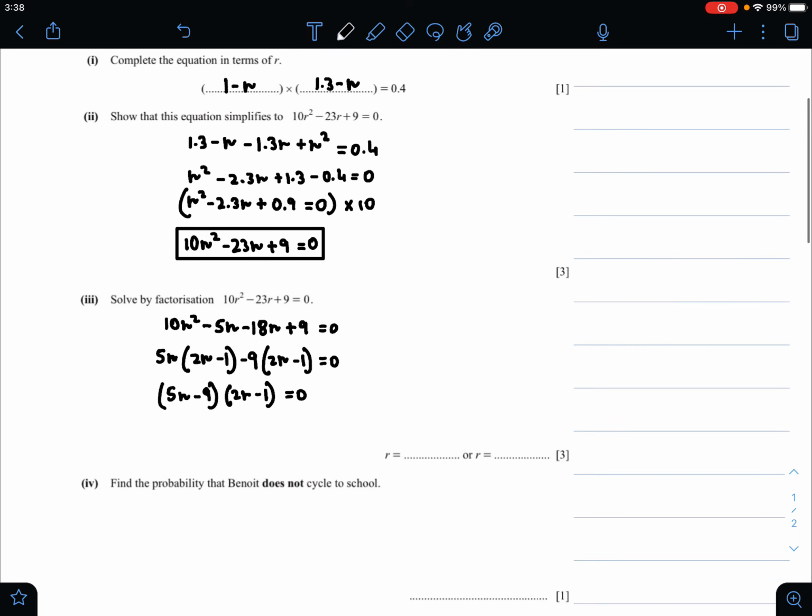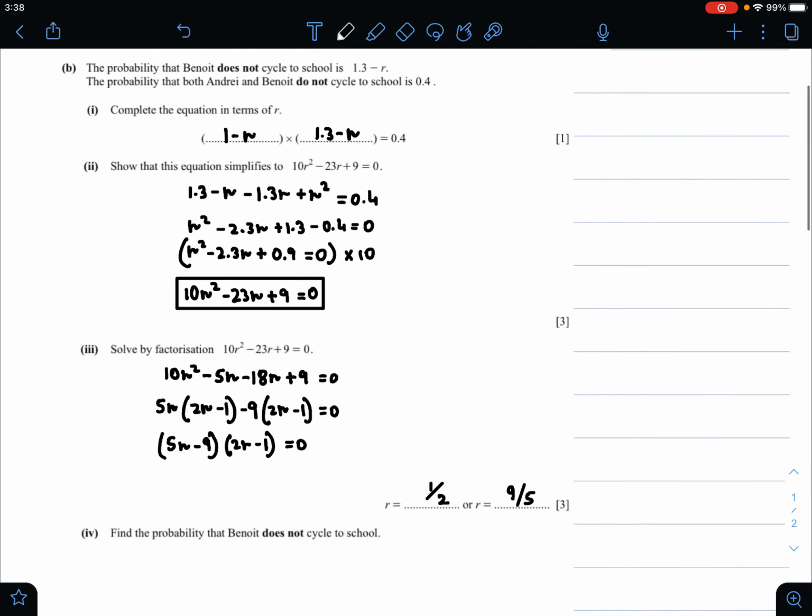Therefore, you can equate each bracket separately to 0. If you equate 2r minus 1 to 0, you get r as positive half. And if you equate 5r minus 9 to 0, you get r as positive 9 by 5.